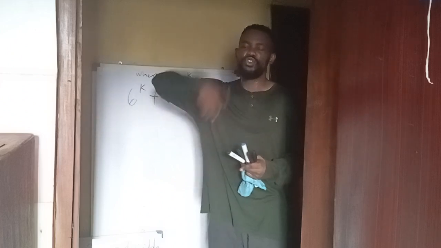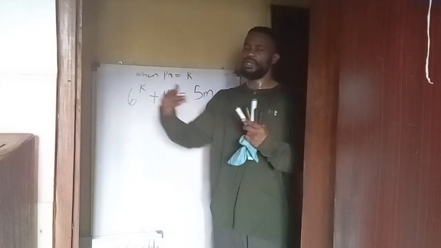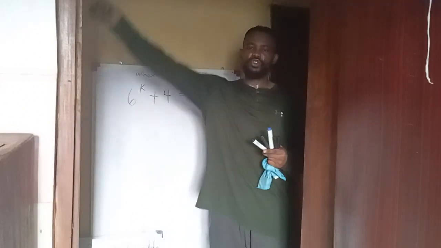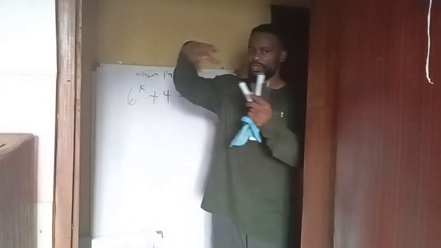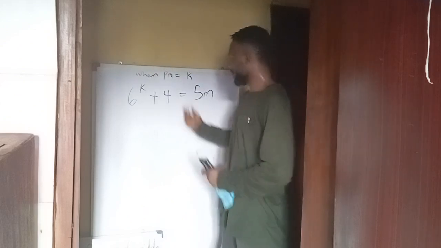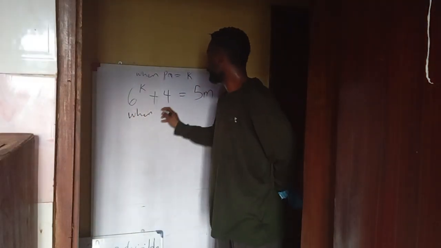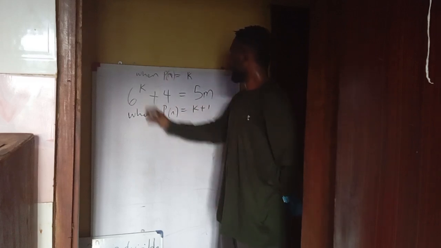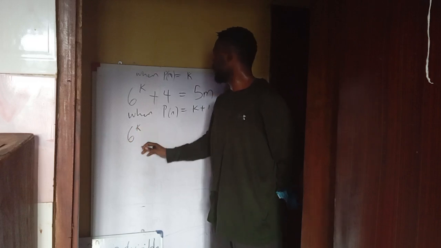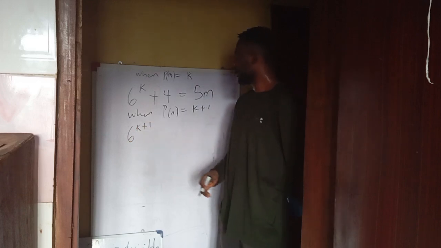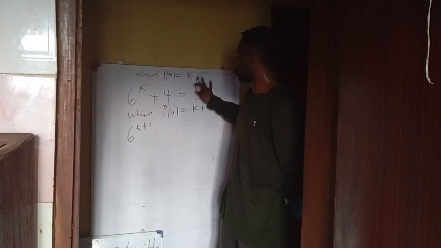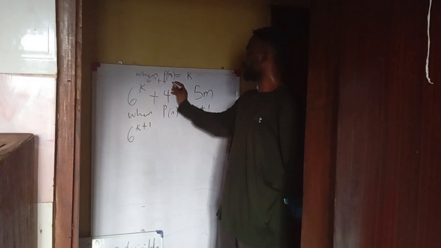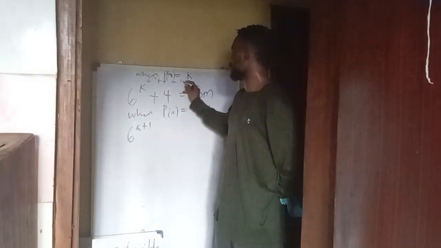They carry this knowledge even to when it has to do with left hand side and right hand side. For left hand side and right hand side, you simply do p of k plus 1. But here, you simply substitute k inside k plus 1, that is for the k that is inside k plus 1. So that means when p of n is equal to k plus 1, I will have 6 raised to power k plus 1. Remember that what we are given is 6 raised to power n plus 4. They're asking us to prove that it's divisible by 5, so I put equals to 5m.